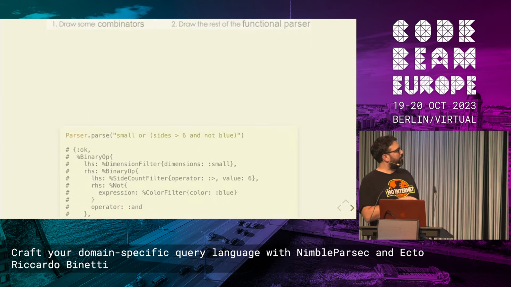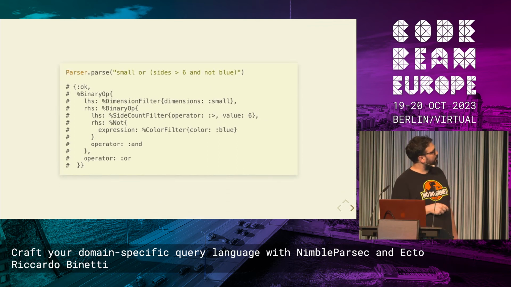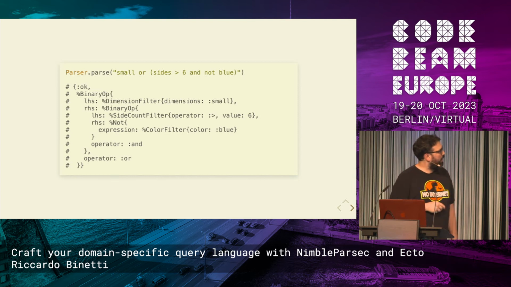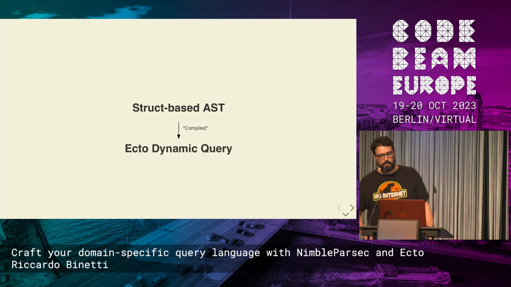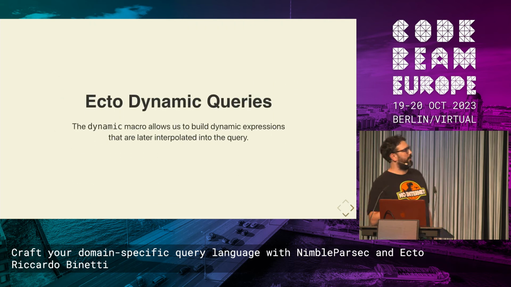And so after we do also that, we are able to parse the whole string and put it inside this kind of expression. So if you can see, we have a tree with, for example, a not node with an expression inside, a binary operation with an operator, a left-hand side and right-hand side. So the second step now is to compile that into an Ecto dynamic query.